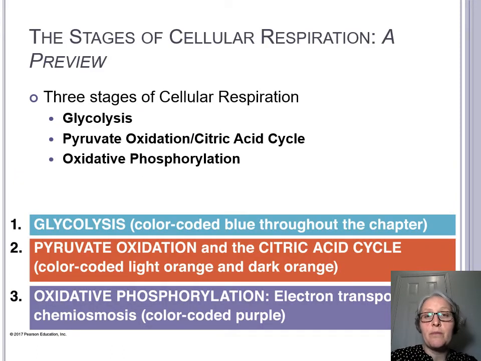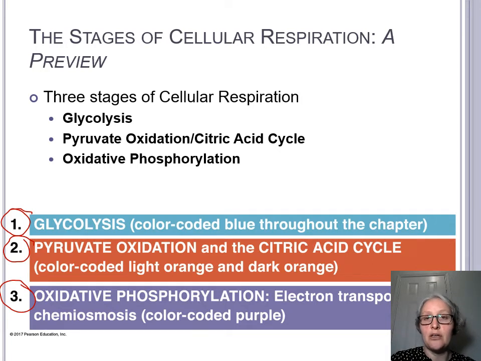Now that we've set up some of the background to understand cellular respiration, we want to look at cellular respiration in further detail. We can take cellular respiration and divide it into 3 stages. The 3 stages of cellular respiration include glycolysis, which will always be colored with this background of teal in your notes. A second step called pyruvate oxidation and the citric acid cycle. Yes, it's 2 things, but we talk about those at the same time. So that's the middle step, pyruvate oxidation and the citric acid cycle. That's step 2. And then our third step is oxidative phosphorylation.